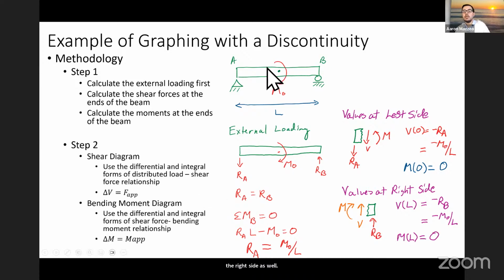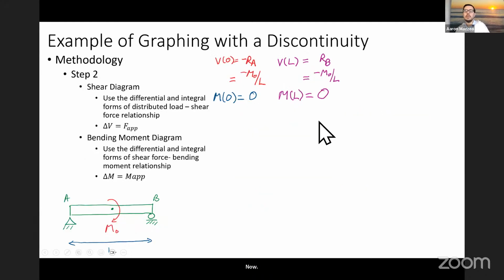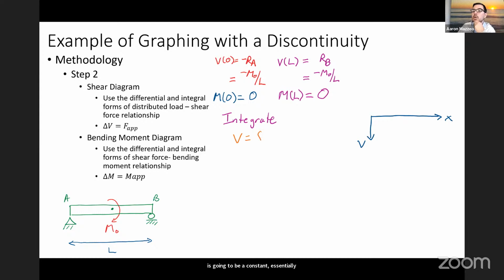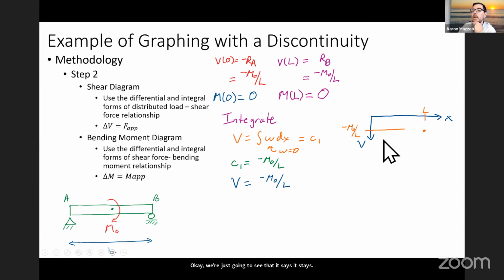Now, is there a shear force applied here? No, there's not. I mean, sorry, is there a distributed force applied across this beam? That's what I meant to say. No. So the integral of 0 is going to be a constant essentially. And so as we move across, we're just going to see that it stays a constant. So that's one of the, again, we didn't have to do all the math. We just kind of knew the integral of no distributed force is going to be constant.